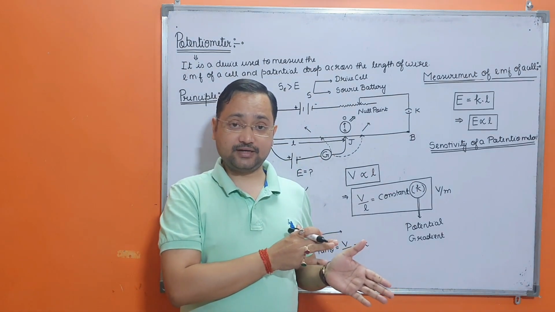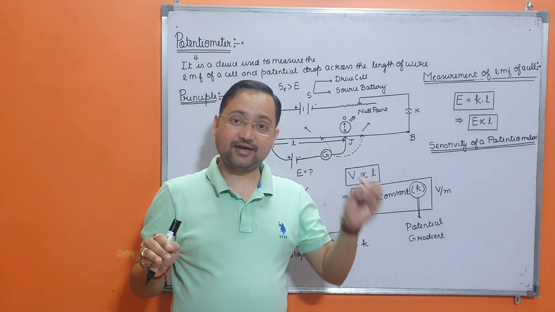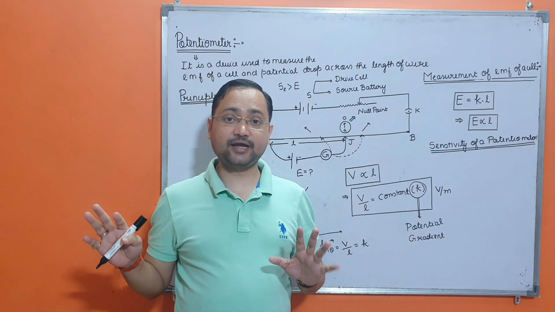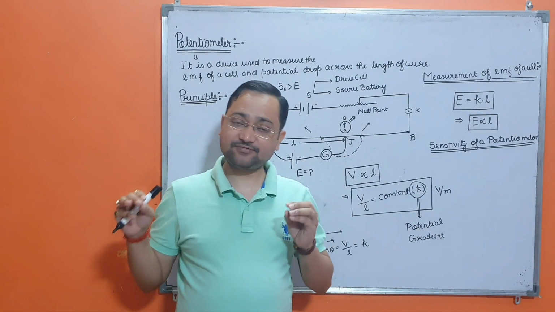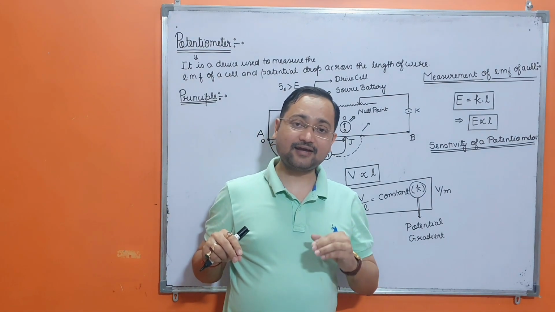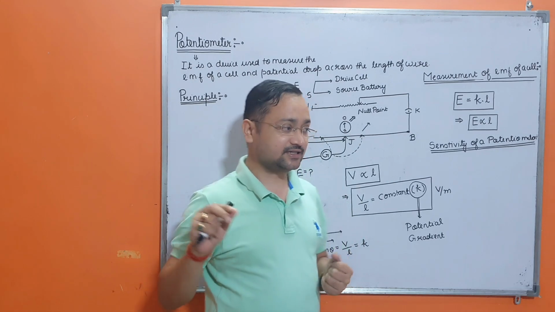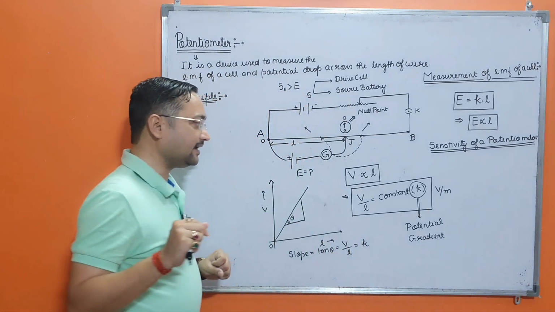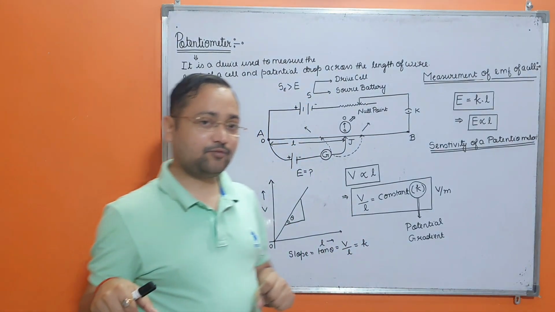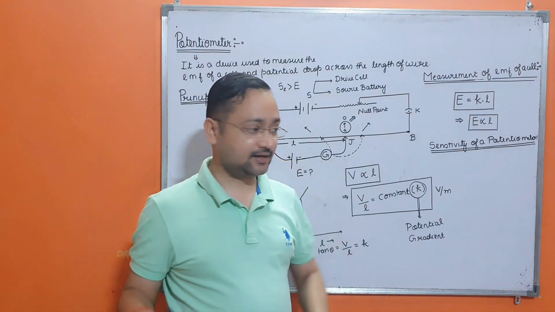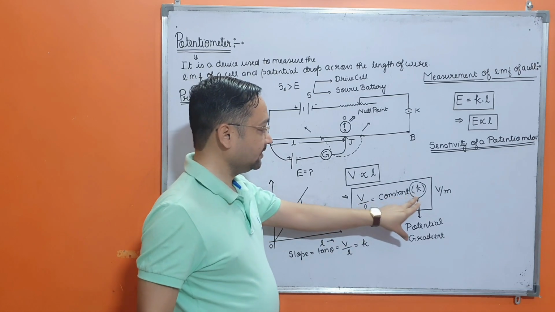Any potentiometer which can measure the smaller values as well as the larger values is said to be more sensitive. Even if a potentiometer can measure the smaller values very accurately, then it is said to be more sensitive. Now the thing is, how can we decide the smallest value that a potentiometer measures accurately? That is its gradient.